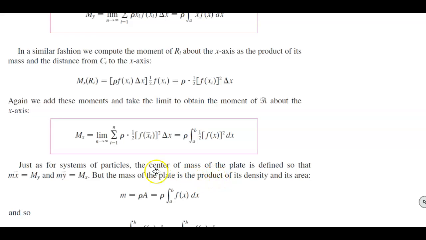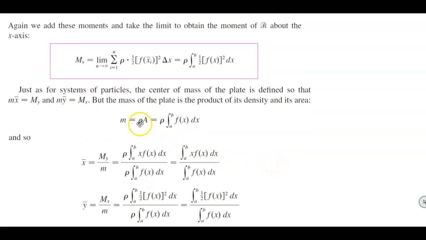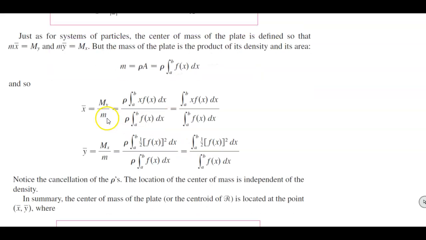So just as for systems of particles, the center of mass of the plate is defined so that m times x bar is equal to M_y and m times y bar is equal to M_x. But the mass of the plate is the product of its density and its area. So the density times the area is equal to the mass, which then gives us this integral.